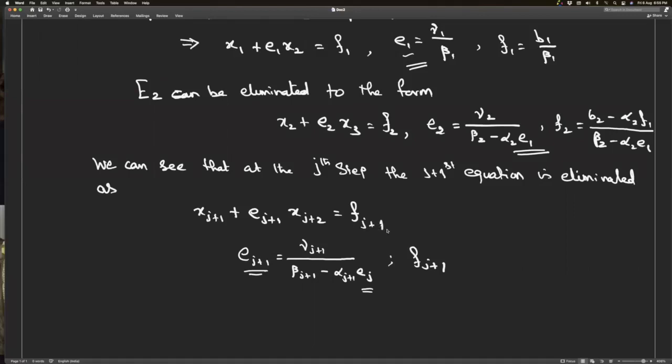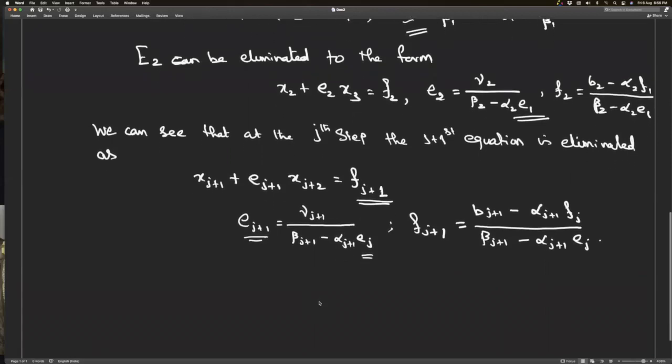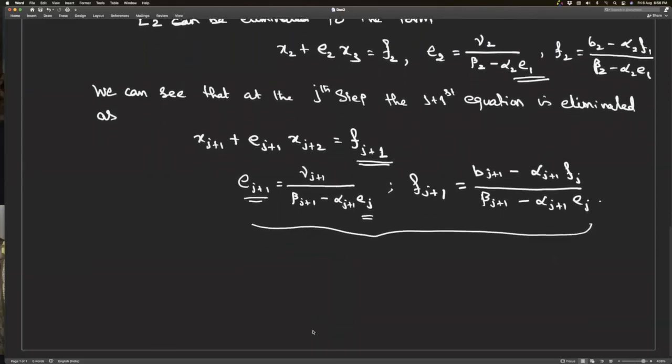And F j plus 1, please note the change here, F j plus 1, is given by b j plus 1 minus alpha j plus 1 Fj, divided by beta j plus 1 minus alpha j plus 1 into Ej. See, all these alpha, beta, gammas are coming from our matrix, and Ej and Fj are calculated in our previous step. Therefore, the entire equation can be computed with E j plus 1 and F j plus 1 given explicitly.